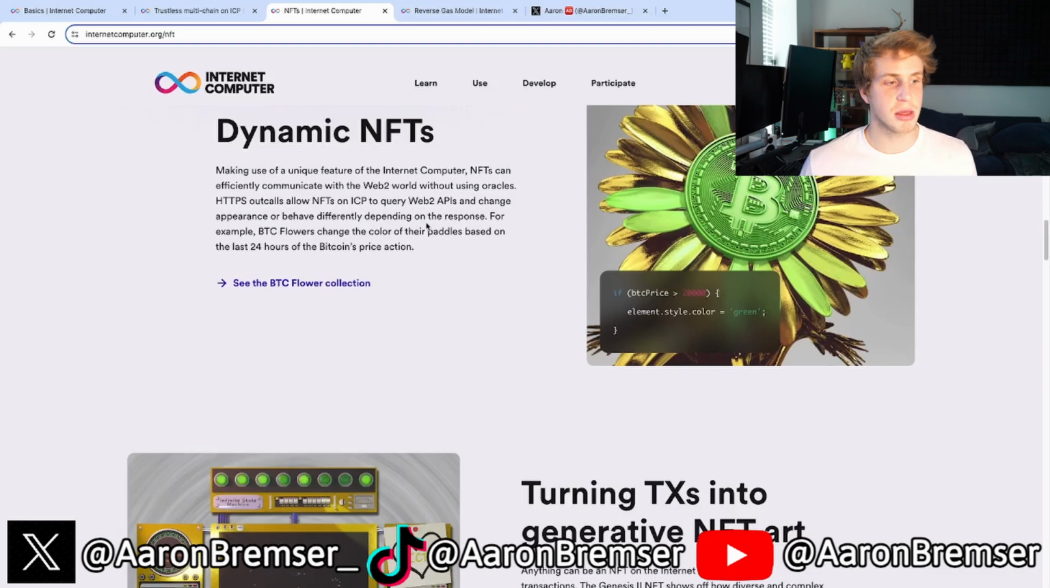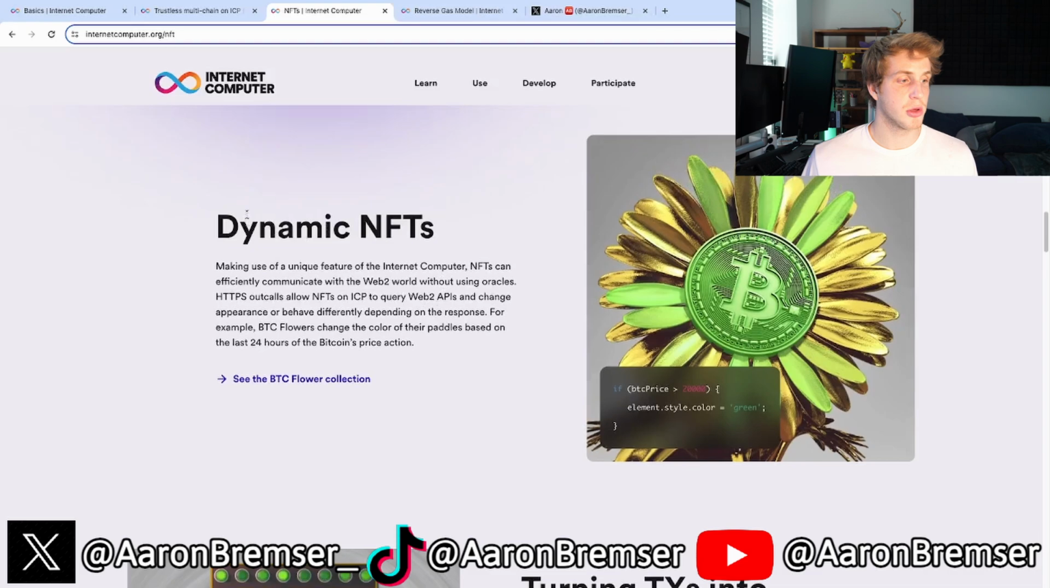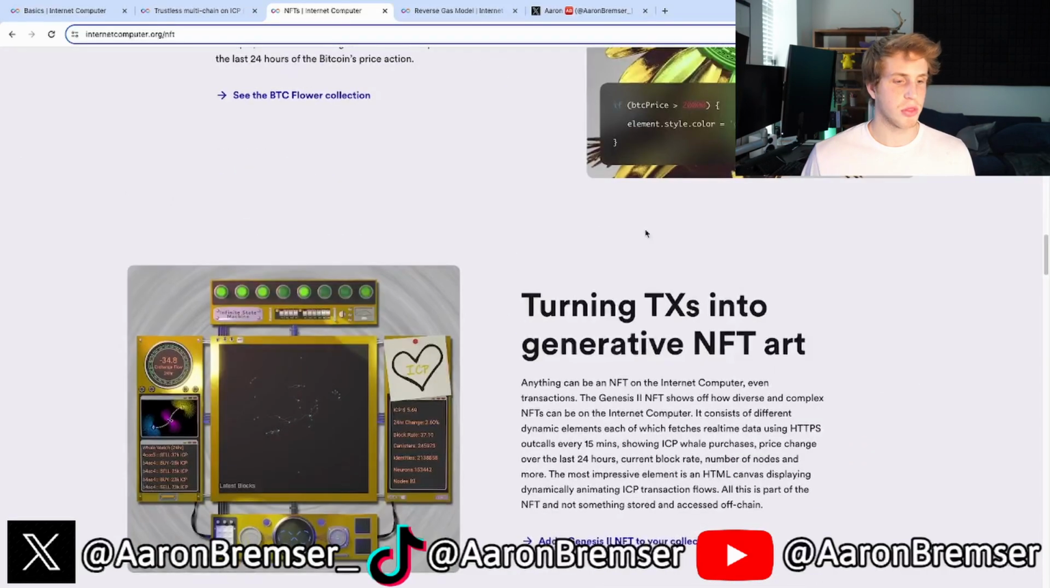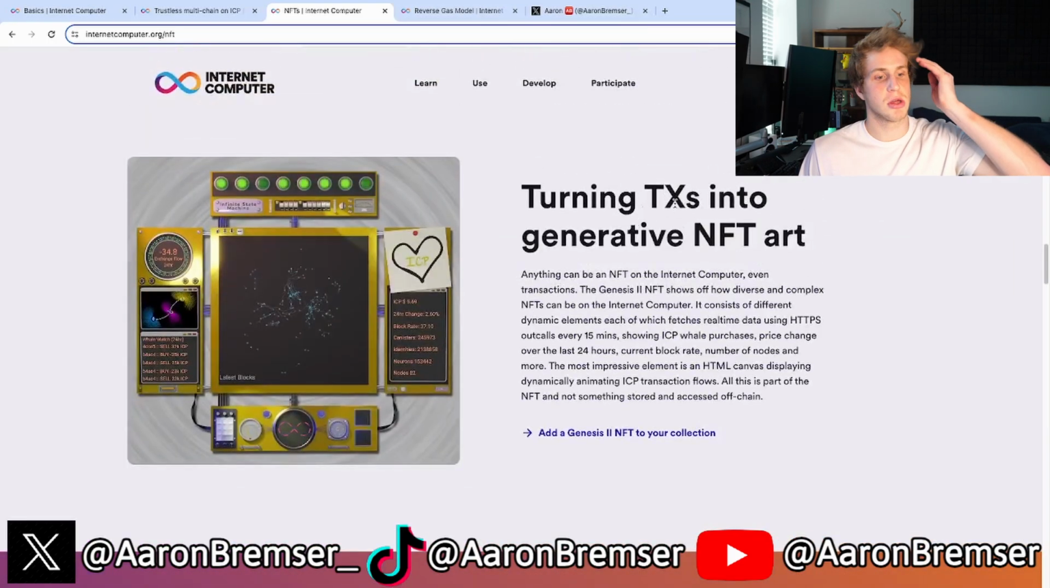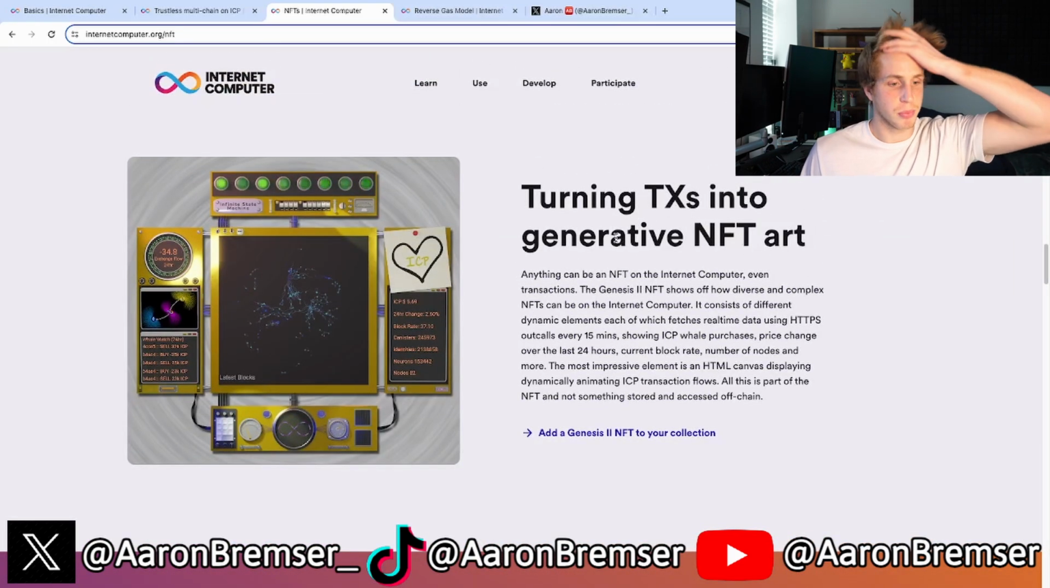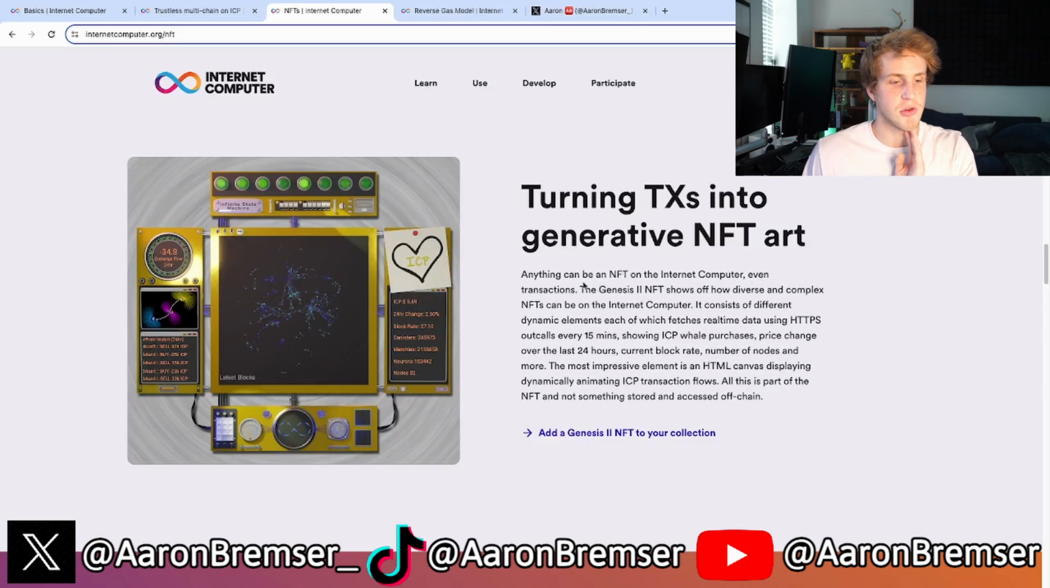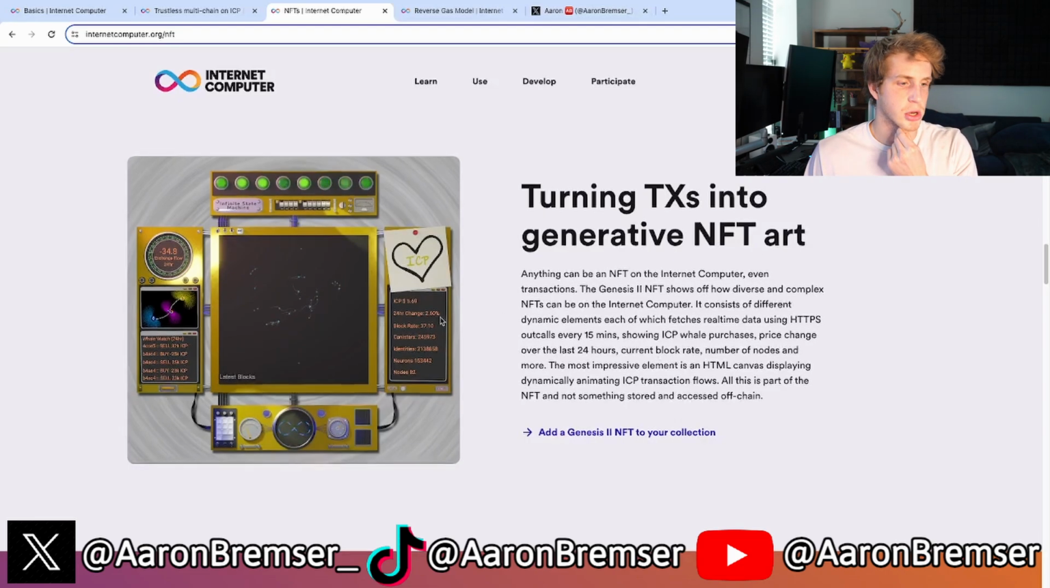And this is something that is unique to the internet computer due to the dynamic NFT aspect of the internet computer NFTs. And I think there's a lot of cool things you could do from a creative, artistic standpoint with the dynamic NFTs. And then there's obviously turning transactions into generative NFT art. Anything can be an NFT on the internet computer, even transactions, which is really cool. You can do a lot with that.